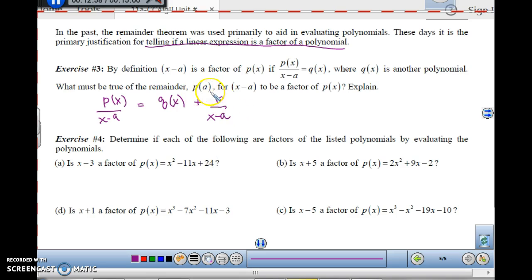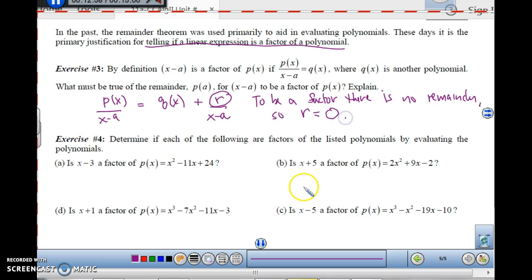Well, for p of a to be a factor, we would have no remainder. To be a factor, there would be no remainder, so what would r have to be? So r would have to equal 0. So if you use the remainder theorem and your remainder is 0, that means whatever you're dividing by is a factor. So without even having to divide, you can figure out using the linear factor whether or not this goes into this or not, what its remainder is.